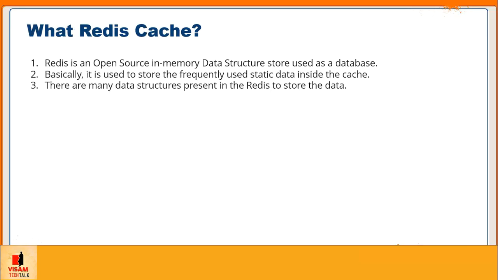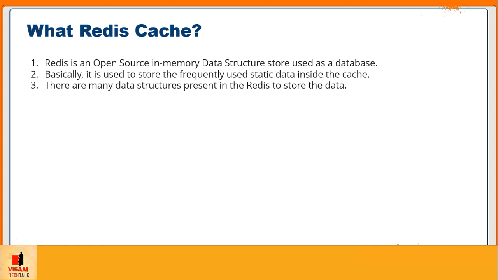Okay, before going to see the steps, let's try to understand. There are 3 points I mentioned here in the Redis Cache. One is Redis is an open source in-memory data structure store used as a database. Point number two, it is used to store the frequently used static data inside the cache. Point number three, there are many data structures present in the Redis to store the data.